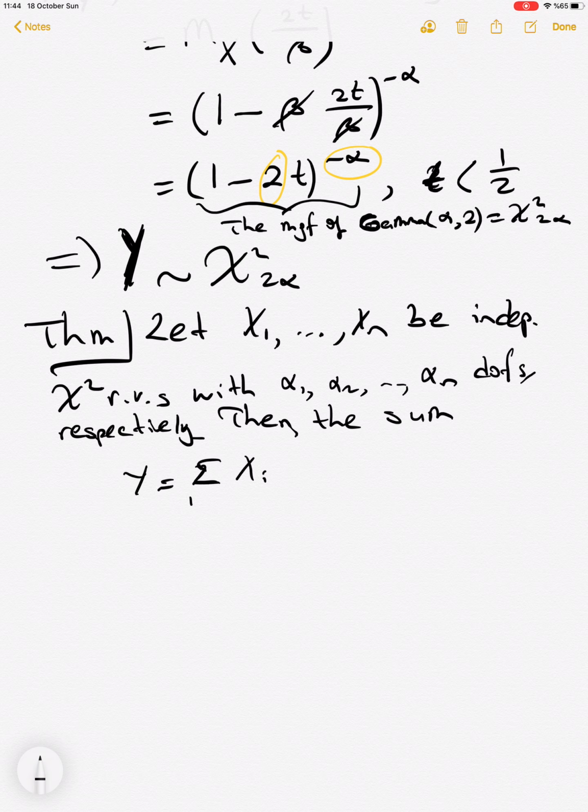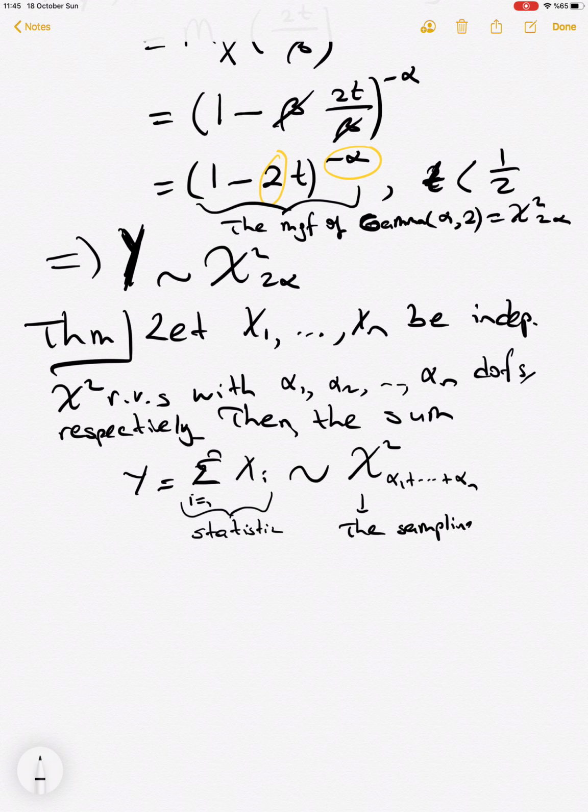Do you remember the distribution of that? The sum also has a chi-square distribution where the degrees of freedom are all summed. Actually, summation Xi is a statistic, so this will be the sampling distribution of summation Xi. I'm using all capital letters for random variables.